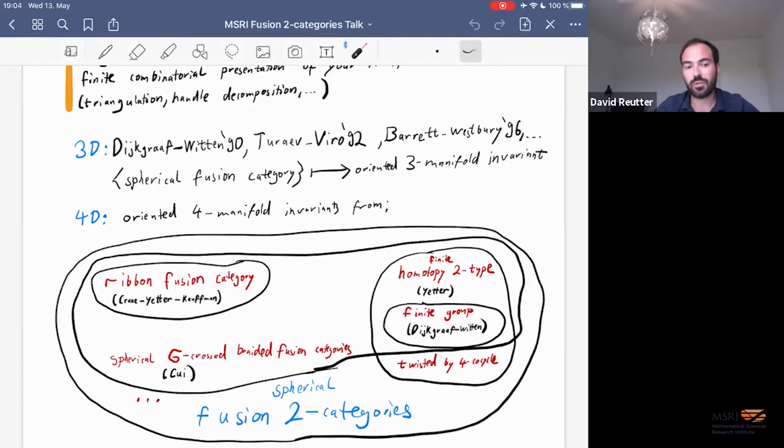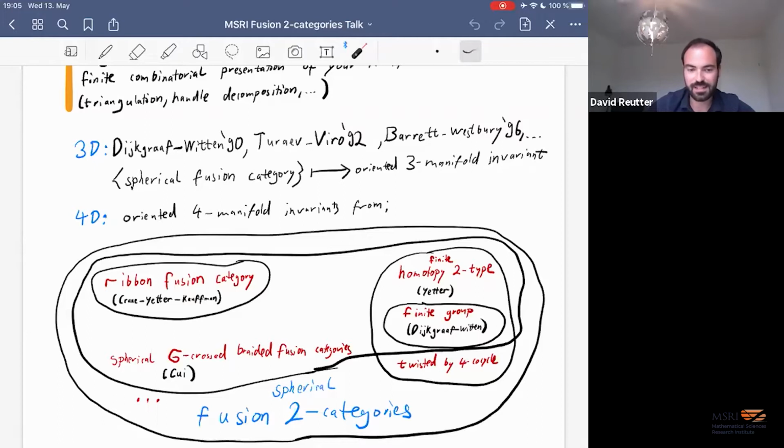There was recently a paper by Jean Cui about using spherical G-crossed pre-fusion categories to construct four-manifold invariants. And what we set out to do is to say, okay, is there an analogous story to the 3D case, starting with some appropriate linear algebraic data, which should look like something like a spherical fusion 2-category, which uniformizes all of these constructions? Now, I started with this, but this is not what I'm going to talk about.